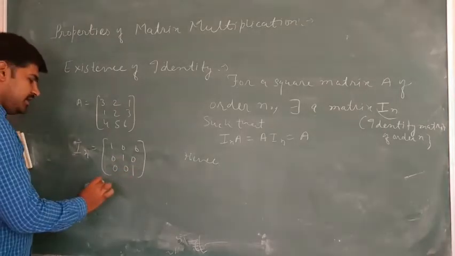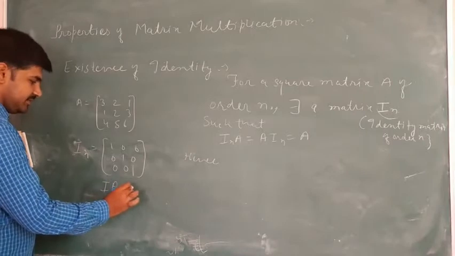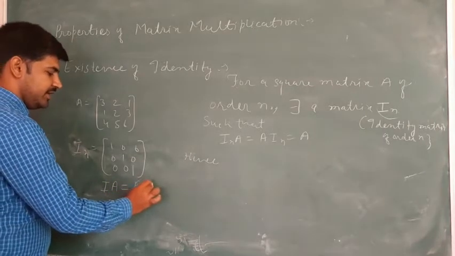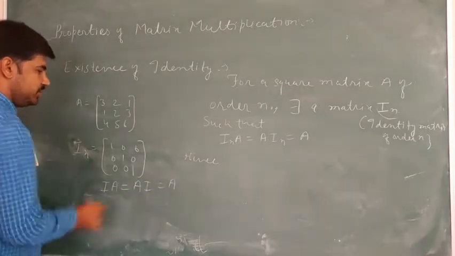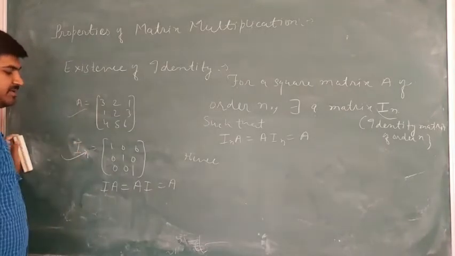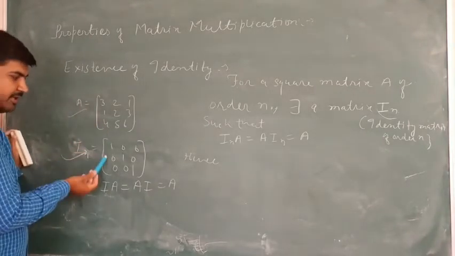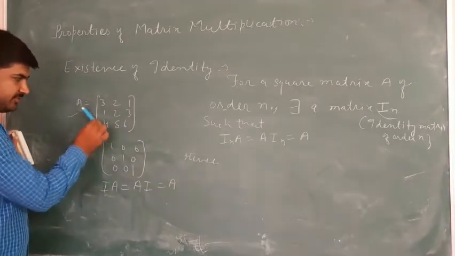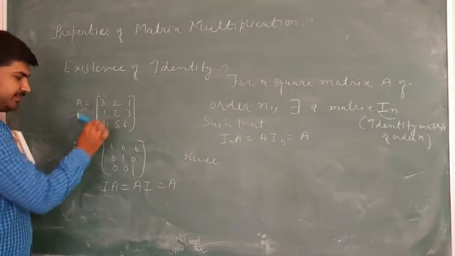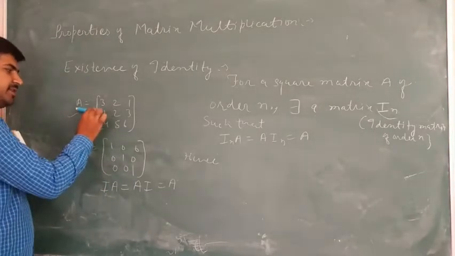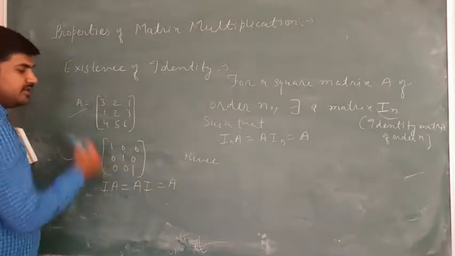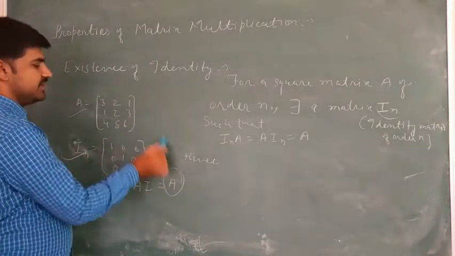Then IA is equal to AI is equal to A. You may multiply both of these matrices. When you multiply both of these matrices in any order, first this one and the second, this as pre-multiplier, this as post-multiplier, and this as pre-multiplier, this as post-multiplier, the result will always be the matrix A.